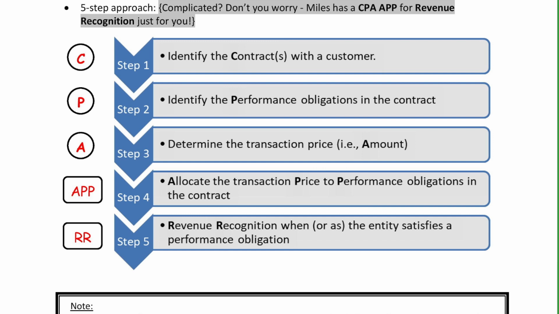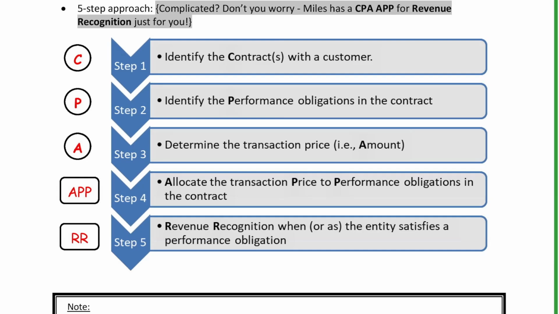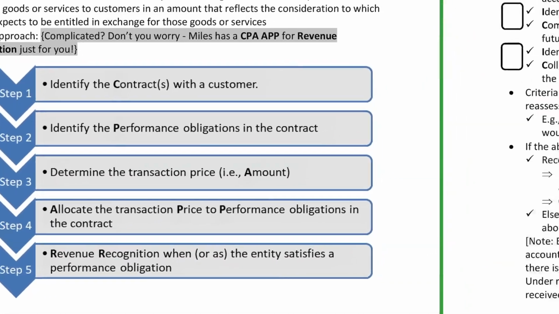So once again, your CPA app for revenue recognition, where the C is contract, P performance obligation, A amount, app is allocate price to performance obligations, and RR, that's revenue recognition as and when the entity satisfies a performance obligation. Over the next few pages, we'll cover all these 5 steps in a lot of detail. I know this sounds really exciting.